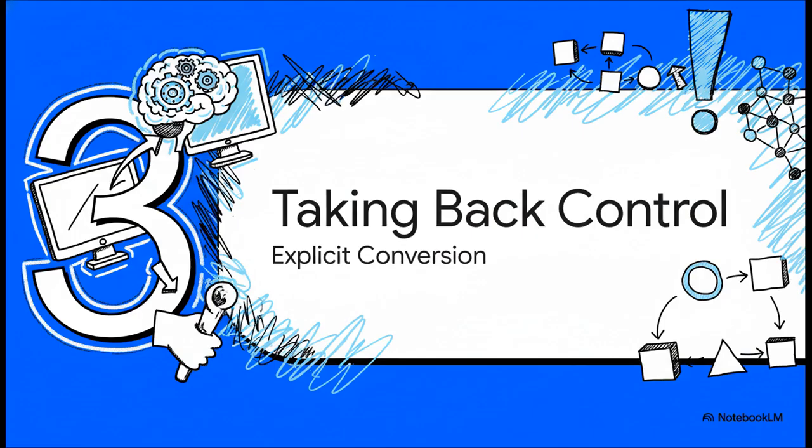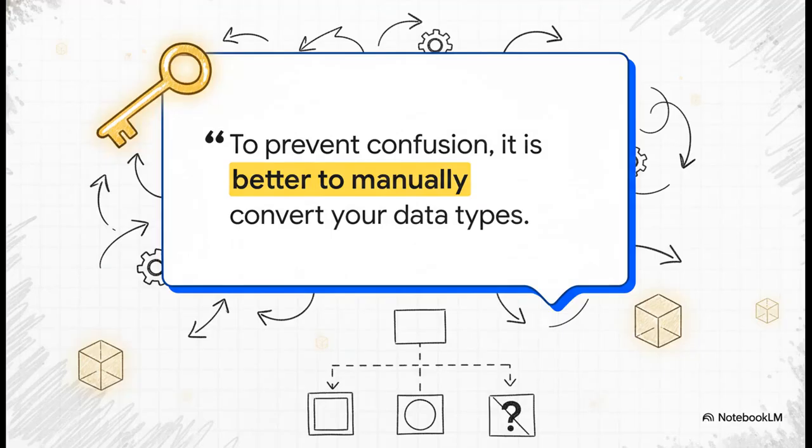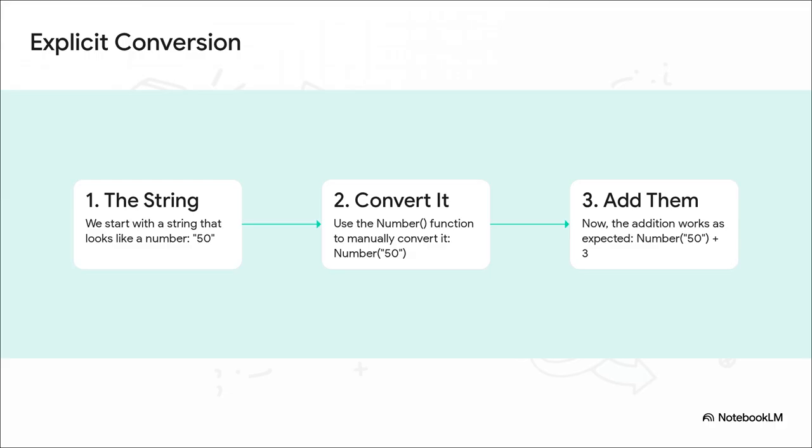And you do that with something called Explicit Conversion. This right here is the golden rule. Instead of just hoping the language makes the right assumption, which, as we've seen, it might not, we can just tell JavaScript exactly what we want to do before it gets a chance to make a choice for us. And here is exactly how we do it.